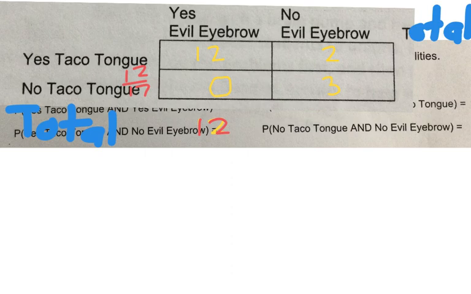Yes to taco tongue and evil eyebrow, that's this portion, or it's the center of your Venn diagram. It would also be 12 out of 17 for us. What's the probability the person I choose at random can taco tongue and not do the evil eyebrow? So I'm looking for the ones that say yes to taco tongue and no to evil eyebrow. There's only 2 that fit that criteria. So it would be 2 out of 17 there.